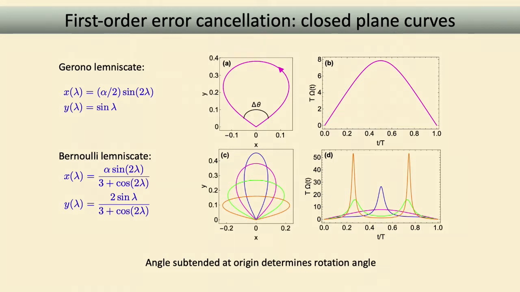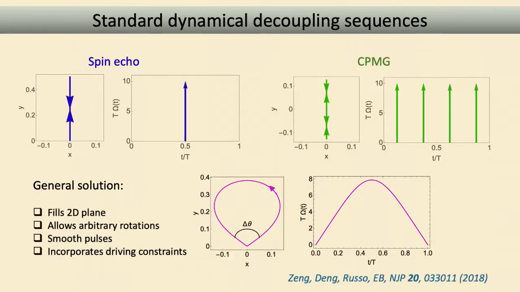If you want to get different quantum gates, you need to draw curves that have different opening angles. Here are four different curves that have different opening angles. Reading off the curvature, I get four different pulses that implement different quantum gates that are robust to first order. I'll come back in a second and explain what the word Lemniscate means, which I learned when I was doing this research. So you can go back.